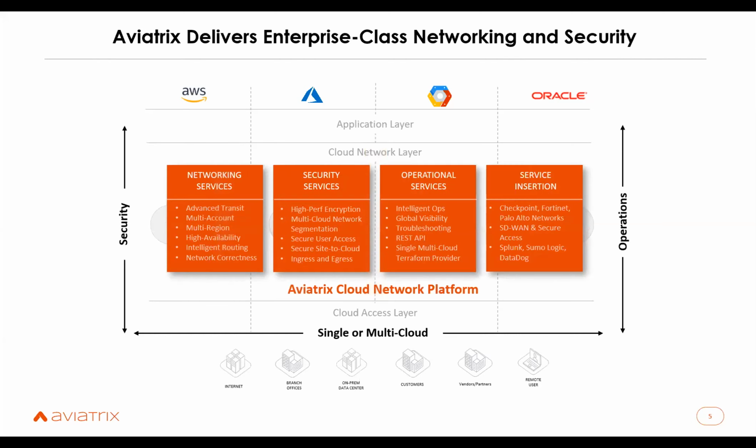From there, we layer in advanced services within the cloud or clouds. That could be networking services for those connectivity pieces, with some advanced services like granular route controls. We have some security services that we will leverage and add on to, whether it's high performance encryption or some multi-cloud network segmentation. And then we also have some abilities for day two operations and visibility.